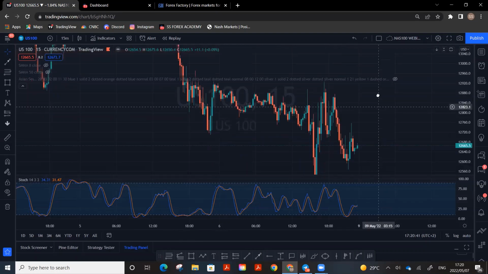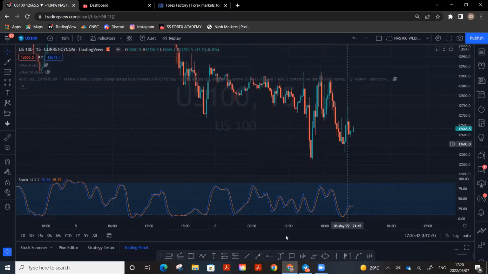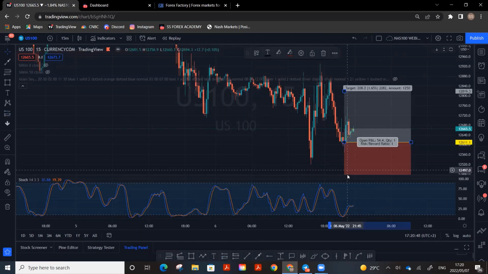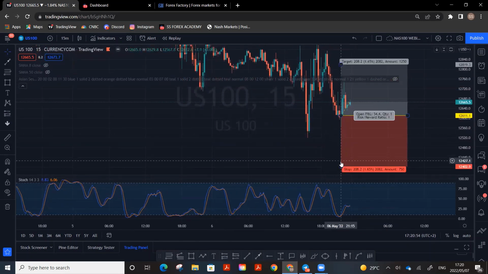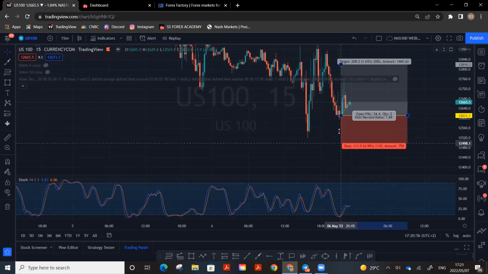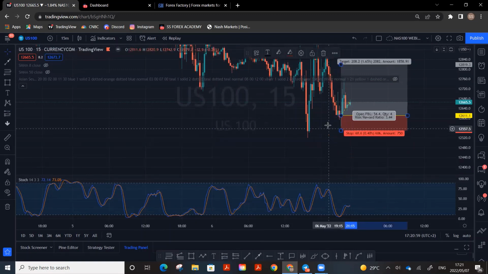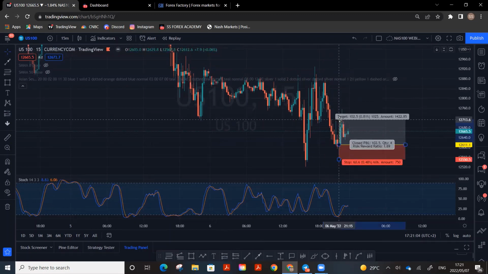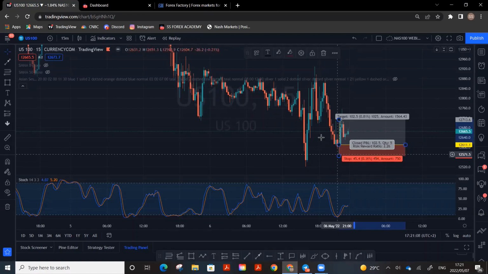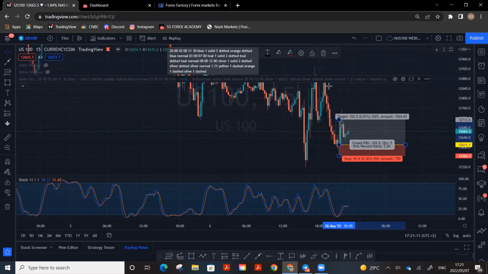If you were to take this trade, you would catch it there, with your stop loss below, and you target previous structure, first take profit in that area, and then you obviously target your next structure, which is up here.